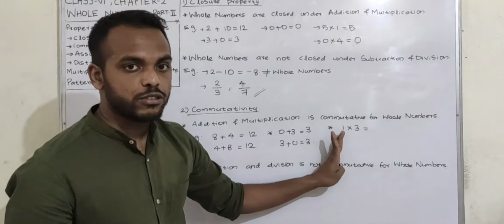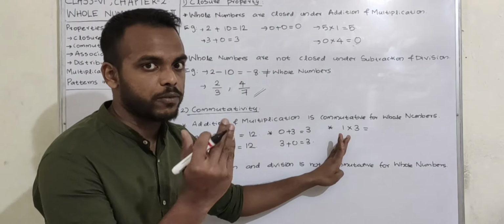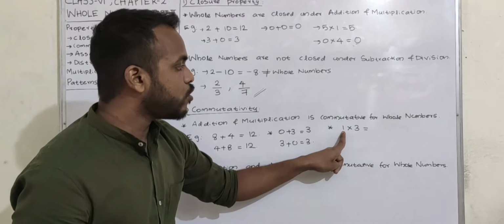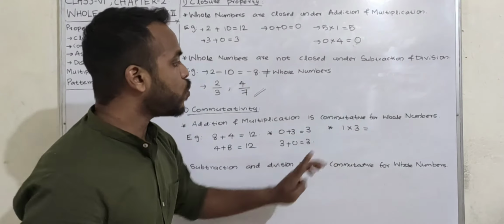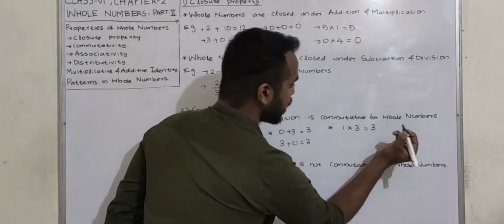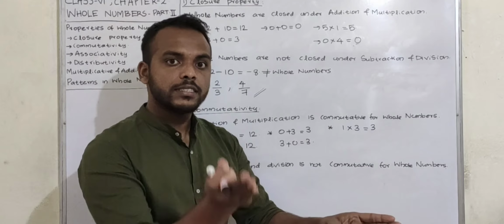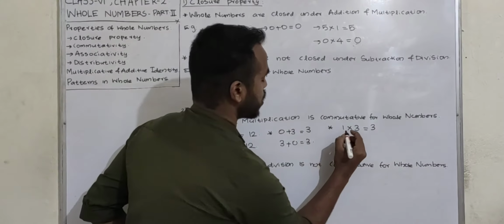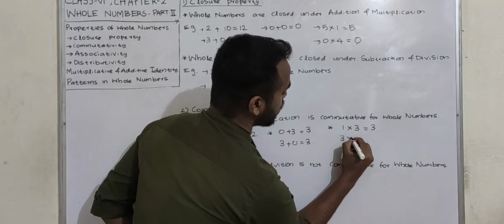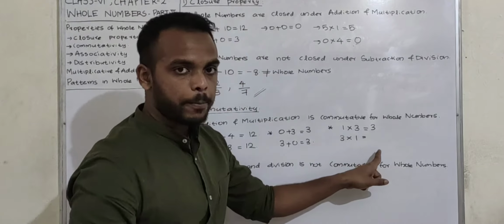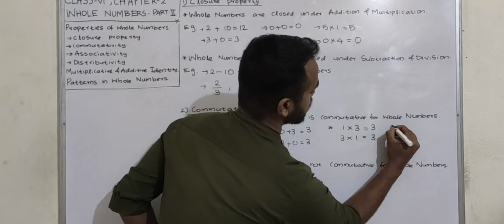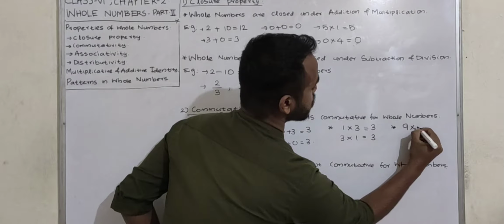Now let's see the case of multiplication, whether it is commutative or not. I am going to take the whole numbers 1 and 3. The product of 1 and 3 is 3. Now what is the rule? Interchange the position or the order. 3 times 1. Is it the same? Yes.